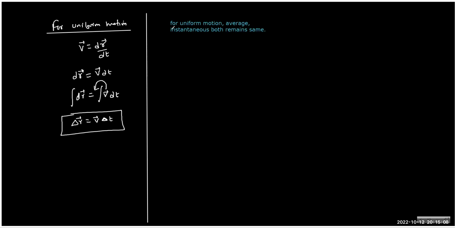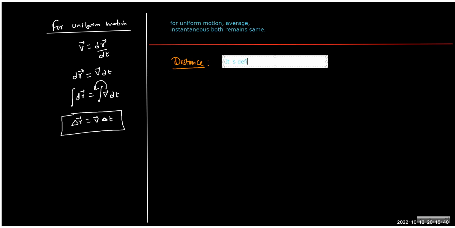Now, to make a clear distinction, we will talk about distance and speed. What is distance, guys? So distance is the length of the path traversed by a particle. Very simple definition. Here we never consider the direction. We only talk about the length, the value.